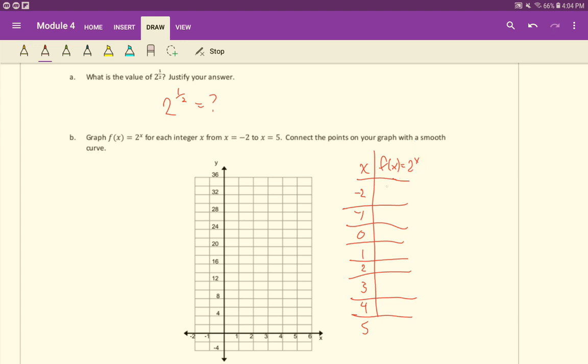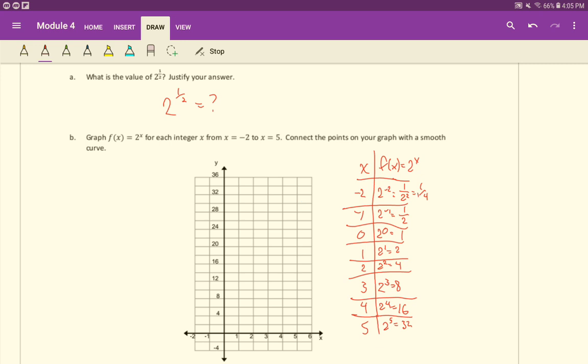So it's 2 to the -2, which is 1 over 2 to the 2, or 1/4. 2 to the -1, which is 1 over 2, or just 1/2. 2 to the 0, which is just 1. 2 to the 1, which is 2. 2 to the 2, 4. 2 to the 3, 8. 2 to the 4, 16. 2 to the 5, 32.